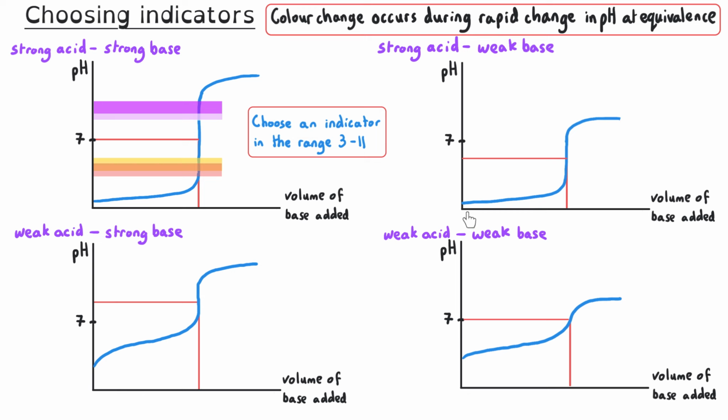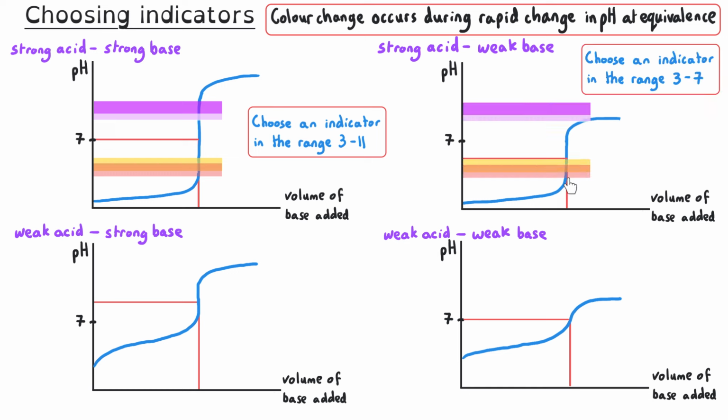For a strong acid weak base titration, you can see that the pH change is different. It is between 3 and 7. And so when we're choosing an indicator, the pH change of that indicator needs to fall entirely within that range. So of the two indicators that I've used previously, only methyl orange is appropriate because the pH range for phenolphthalein is too high. It's above that change in pH that occurs at the equivalence point.